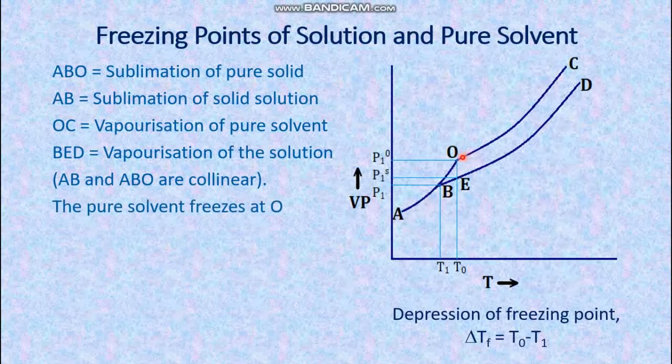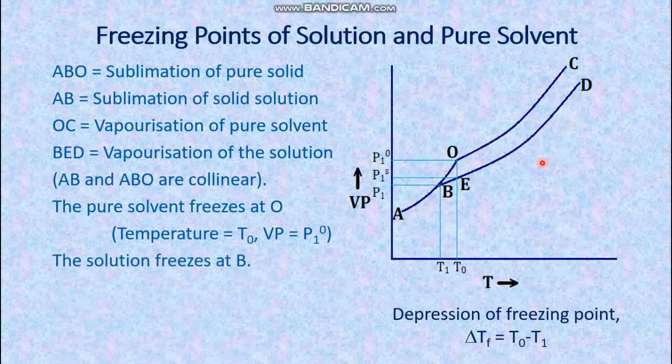And at O, the pure solvent freezes, where the corresponding temperature is T0 and the corresponding vapor pressure is P10. On the other hand, the solution freezes at B, where the corresponding temperature is T1, which is less than T0, and the corresponding vapor pressure is P1.